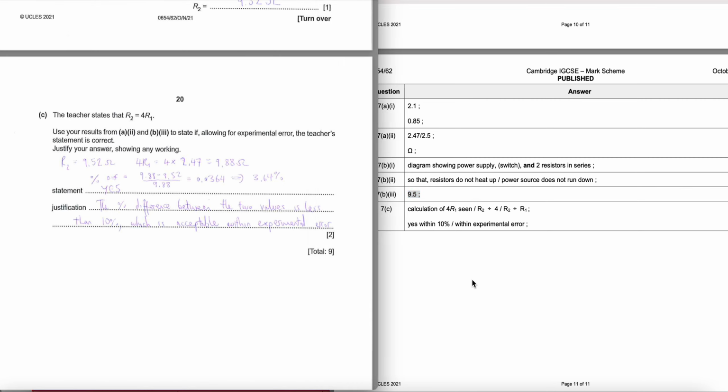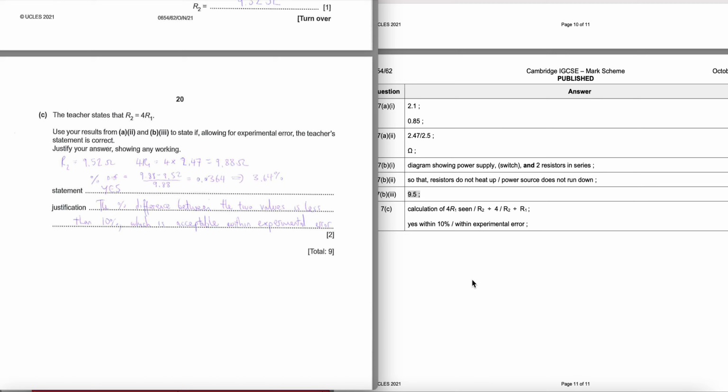I've talked with my students about this, and I want to make this very clear. The teacher tells us that R2 is equal to 4R1. We're asked to use your results from A2 and B3 to state if, allowing for experimental error, the teacher's statement is correct. Now, I think this is quite a high-level question for a core-aimed paper, and so I really do encourage students to think about this quite heavily. What this is saying is that those two numbers, R2 and 4R1, should be the same.